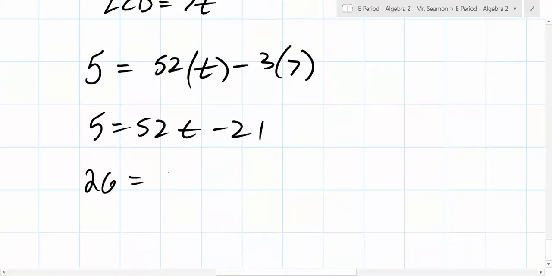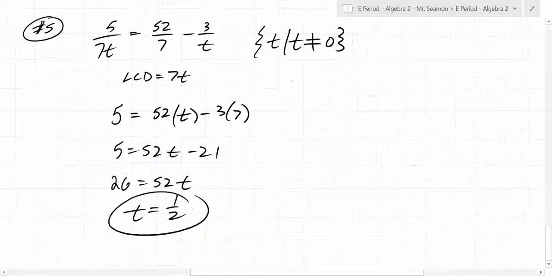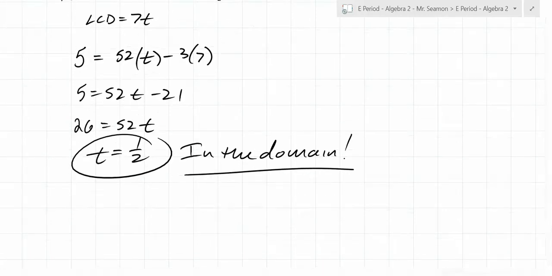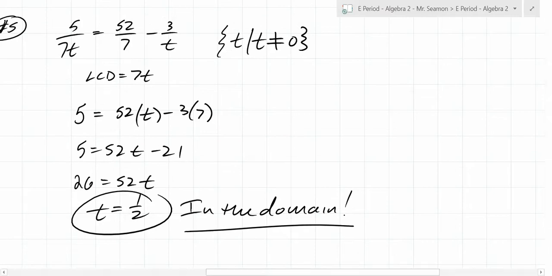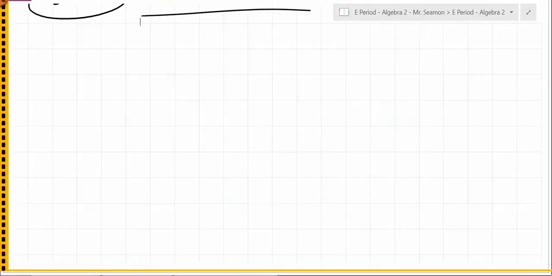So 26 is equal to 52t. So what does t equal? A half. Is a half part of the domain? Yes, it is. It is in the domain. What's the only number that's not in the domain? So the answer is t equals a half. Yes. Extension of what we've been doing. That's all 7.5 is. Oh, that is pretty nasty, isn't it?